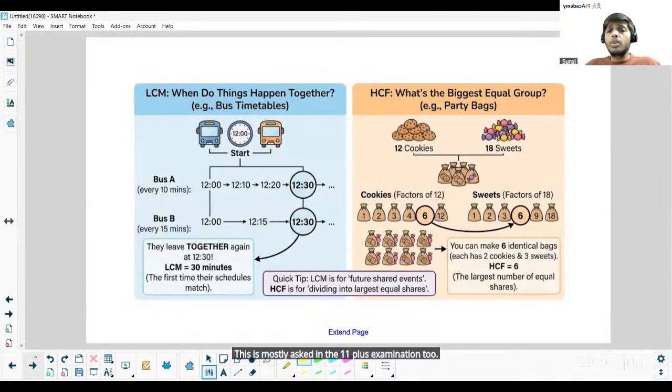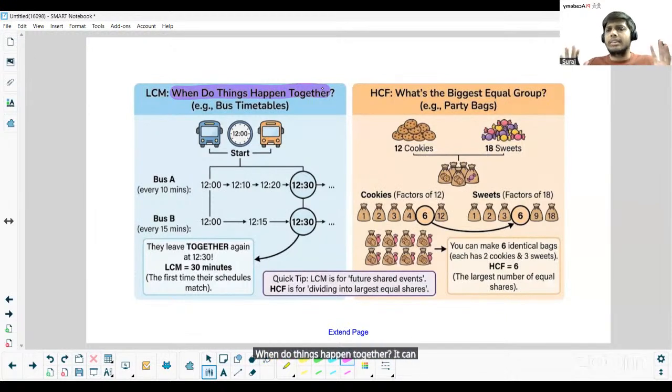Now, before going forward, let us try and understand LCM and HCF. How are they different and what examples can be applied in these cases? Whenever I am going to talk about LCM, you have to remember one thing. It is always going to be followed by this type of statement: when do things happen together?